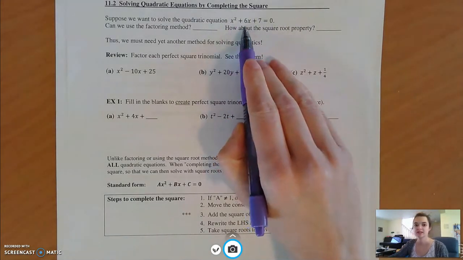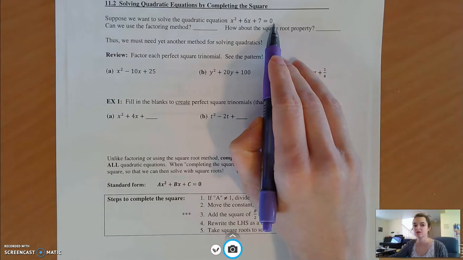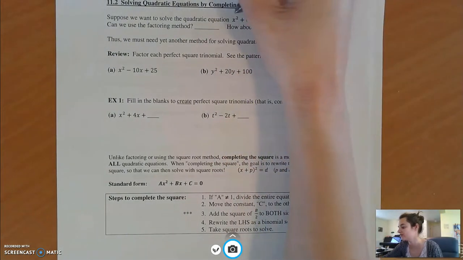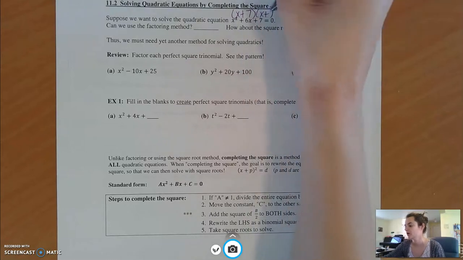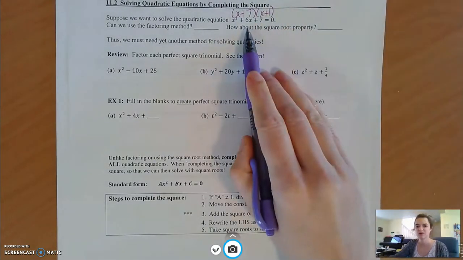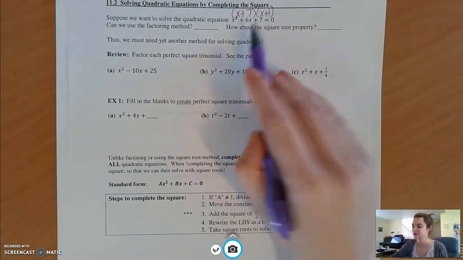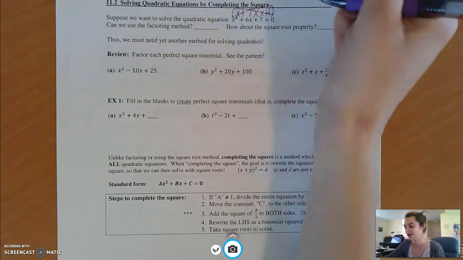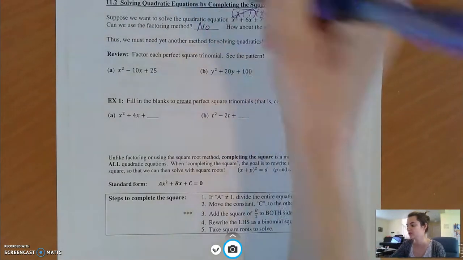X squared plus 6x plus 7 equals 0. Could we use the factoring method to solve it? Unfortunately, no. It doesn't factor. If you tried to factor it, you'd probably do x plus 7 and x plus 1, which would give you a middle term of 8x and not 6x. So that one actually doesn't factor at all, so we can't use the factoring method.